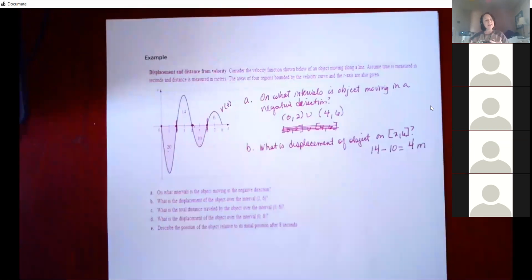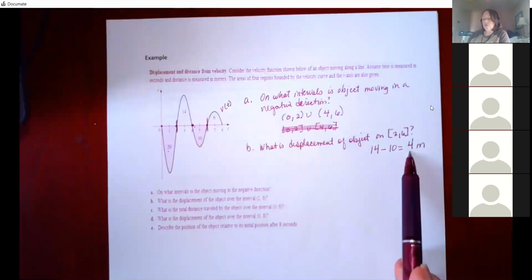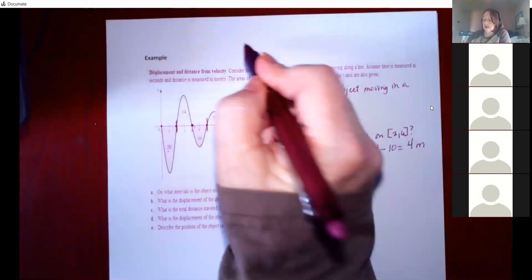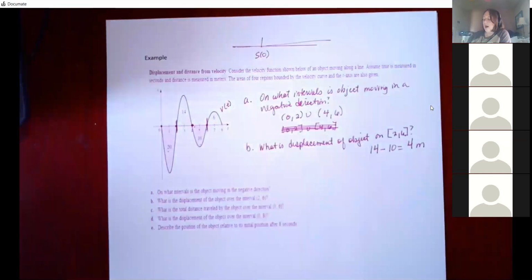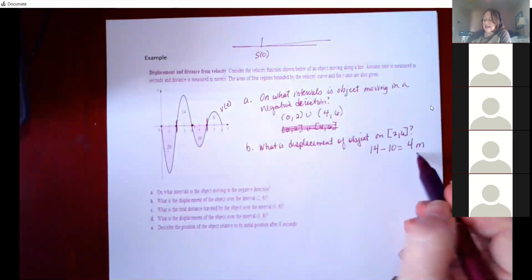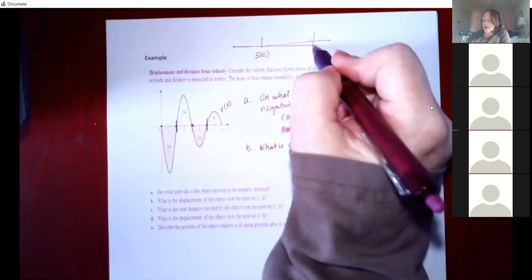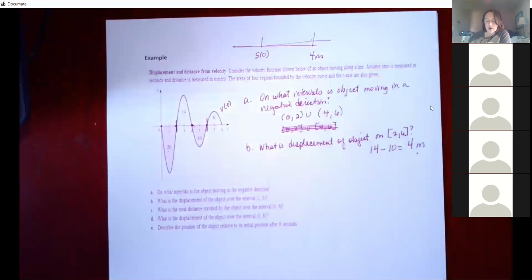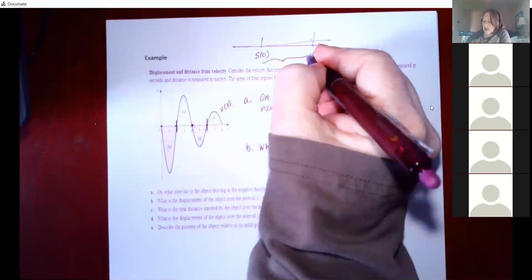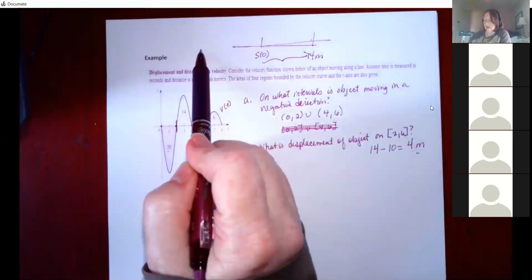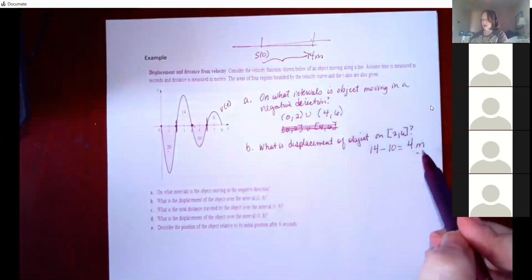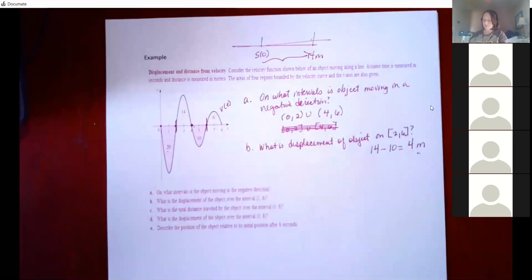Now, does the positive value of this make a difference? Yeah. If you have a displacement of 4 meters, let's say your object is moving horizontally. If this was S of 0, then what that positive 4 displacement means is that your ending point is 4 meters to the right of wherever you started. So if that had been a negative 4, that would mean I ended up 4 meters to the left of wherever I started. So it is important to notice that that's a positive 4.